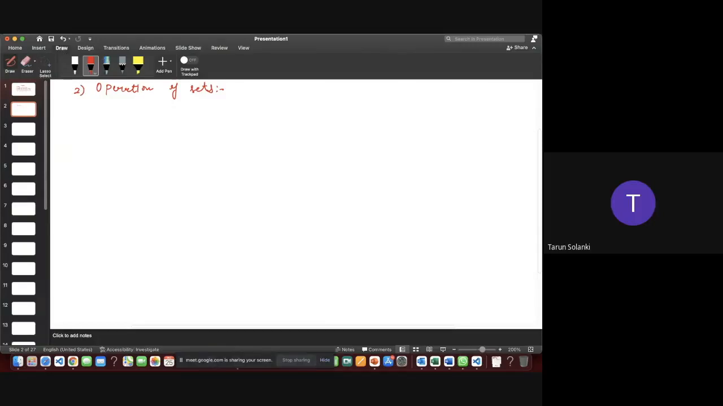So there are a few basic operations. First is union of sets. The union of sets is represented by A union B or A plus B. This set contains those elements which are in A or in B or in A and B both. Okay, what does it mean?